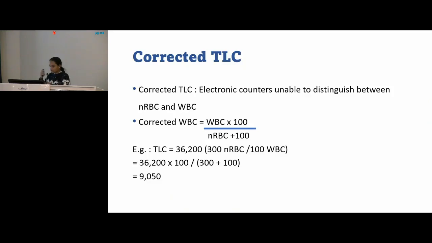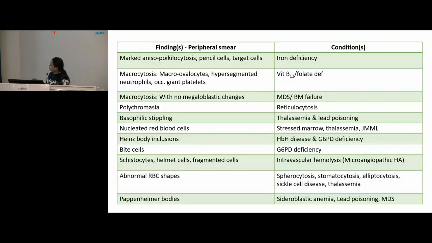So sometimes you have to take the entire picture into consideration, like what is the age of the child, what were the presenting symptoms and everything, and then you have to come to a conclusion. So these are some common findings that you are going to find in the peripheral smear, and a few conditions which are associated with it. In iron deficiency, you expect to see anisopoikilocytosis with varying sizes of cells with an elevated RDW, and you can find cells like pencil cells and target cells.